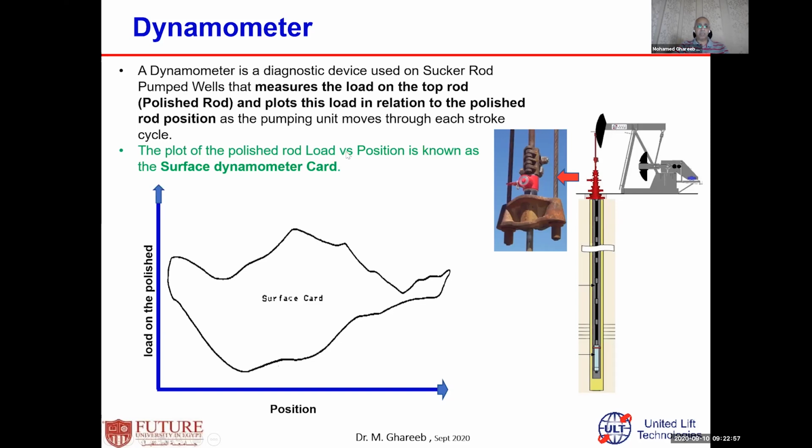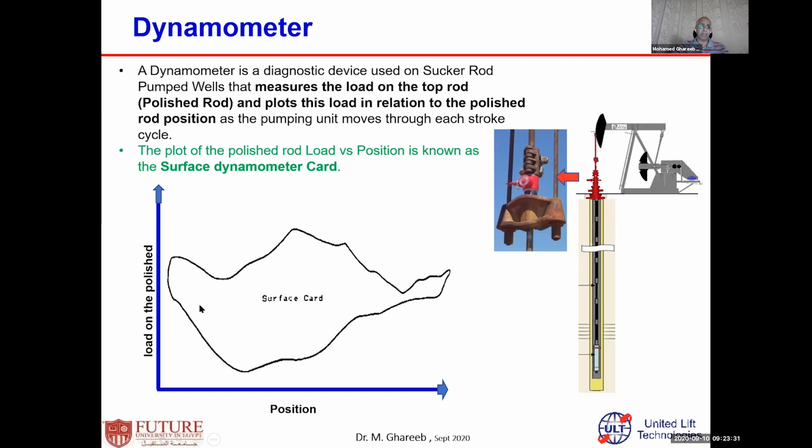The surface dynamometer card is measured at the surface using a load cell and position. The load cell is just fixed between the clamp and the carrier bar, and the position measures the position of the carrier bar or the polished rod up and down within one complete cycle. This is what we call the dynamometer card. Load in this axis, position in this axis.